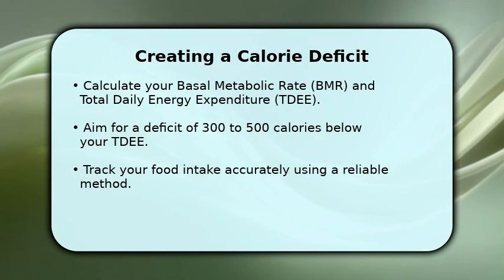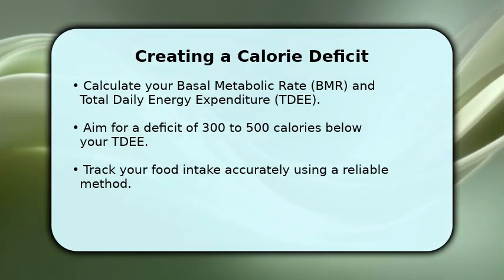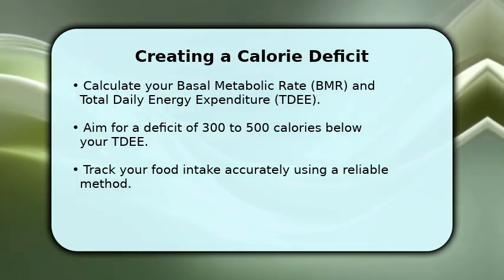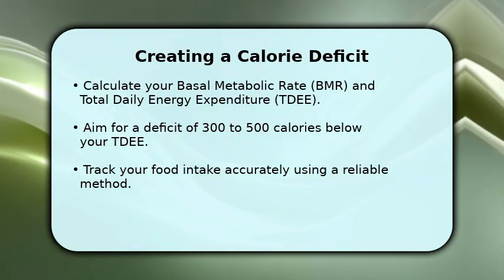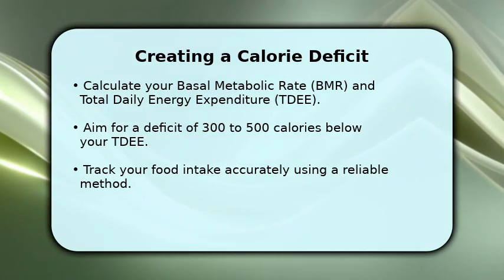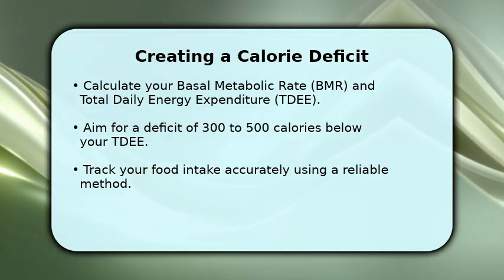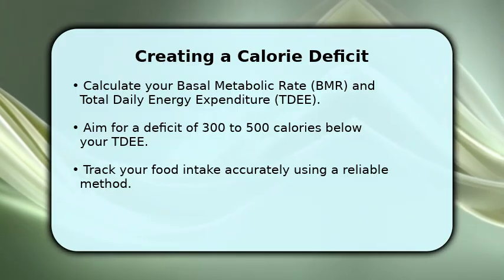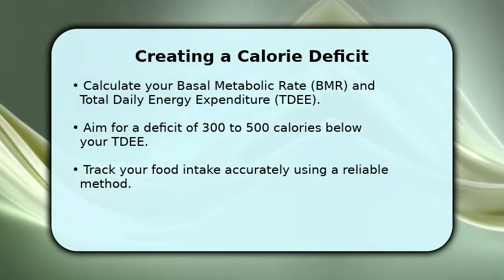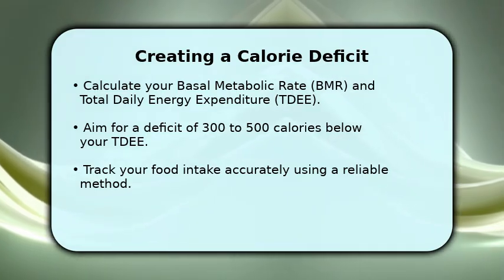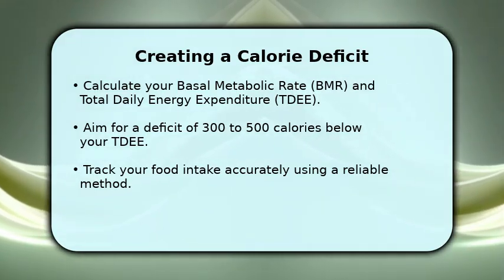To create a calorie deficit, first estimate your total daily energy expenditure, or TDEE. This number represents the calories your body burns daily. Then, subtract 300 to 500 calories from your TDEE to establish your target intake. For example, if your TDEE is 2,000 calories, aim for 1,500 to 1,700 calories per day. Consistent tracking is key to staying within your target.